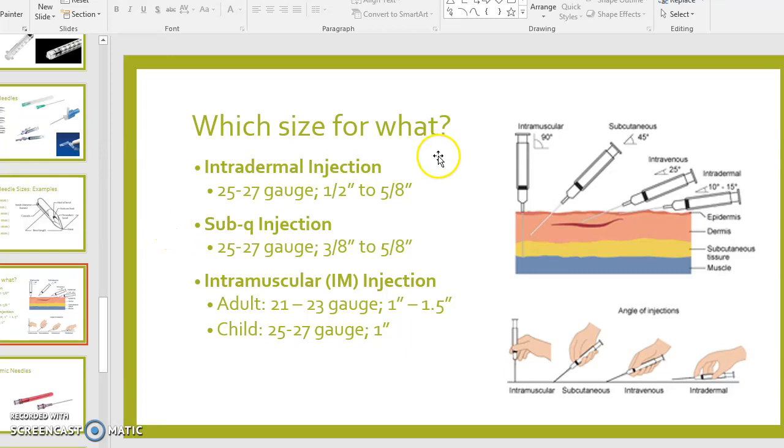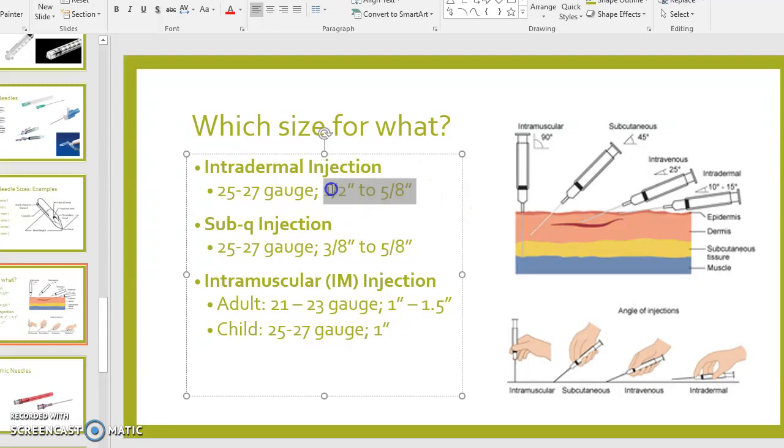So this thing over here on the right hand side is a good future reference, but for now what I want you to remember is which size for what. So this means that we want to use a 25 to 27 gauge, so a very tiny fine syringe for doing an intradermal injection with a needle length of a ½ inch to just over a ½ inch long.